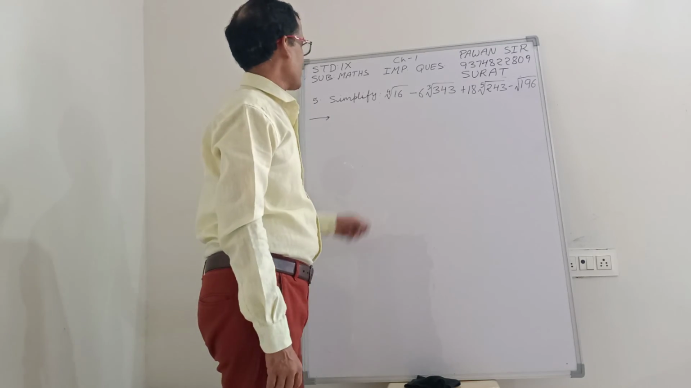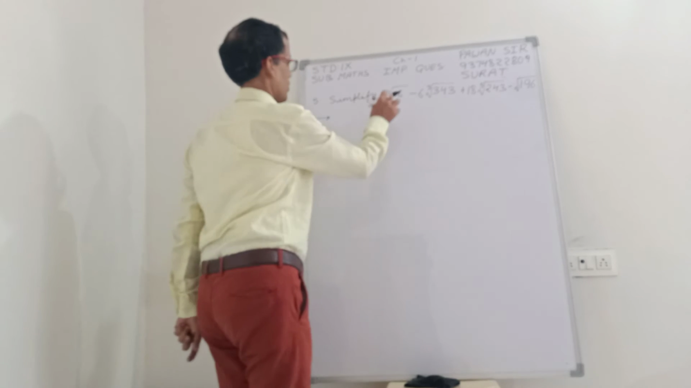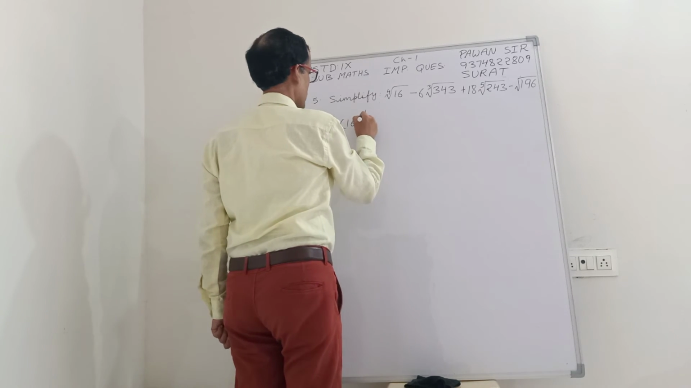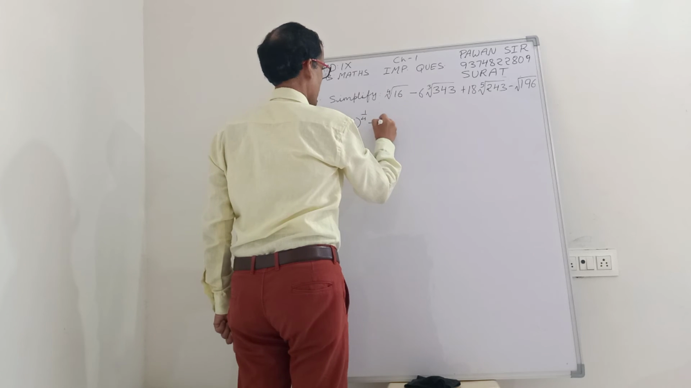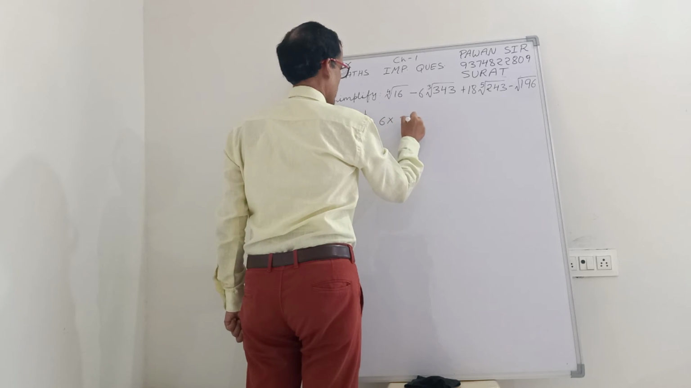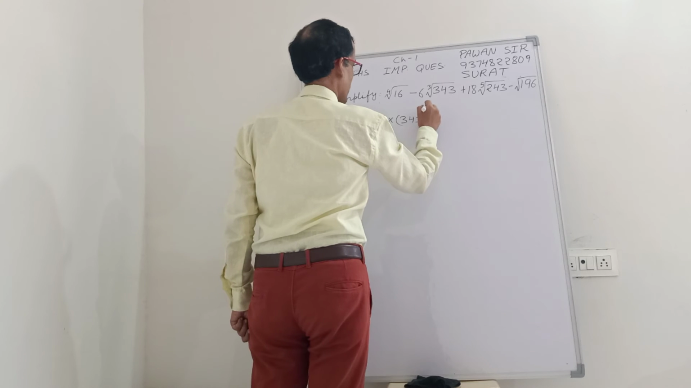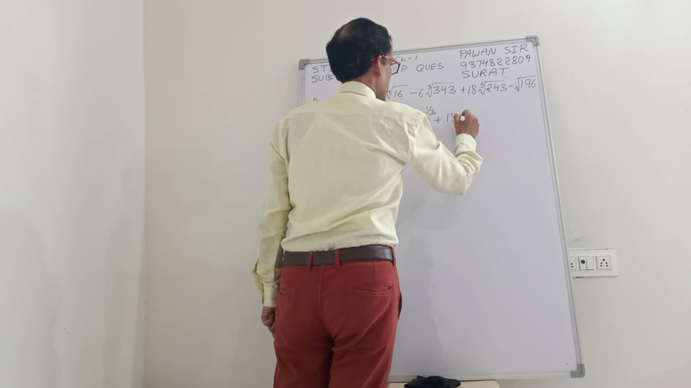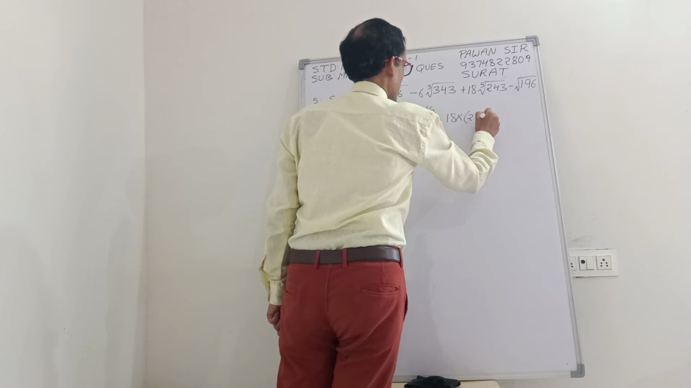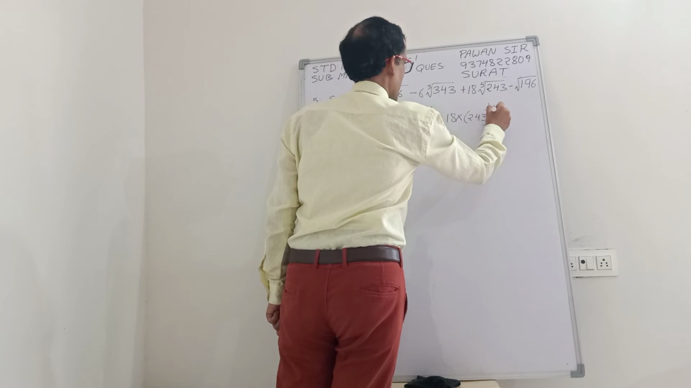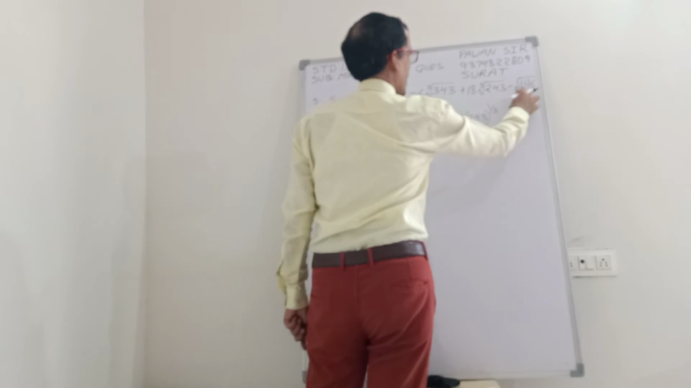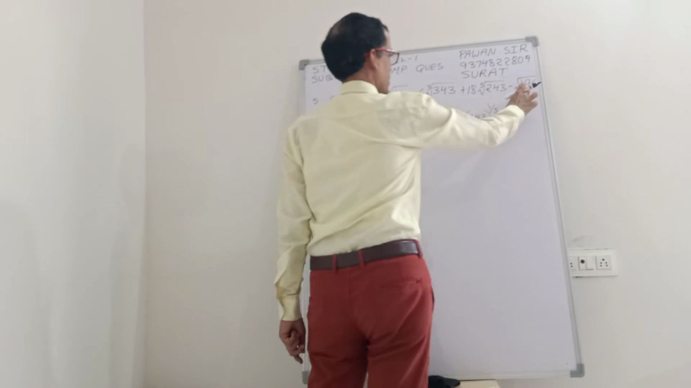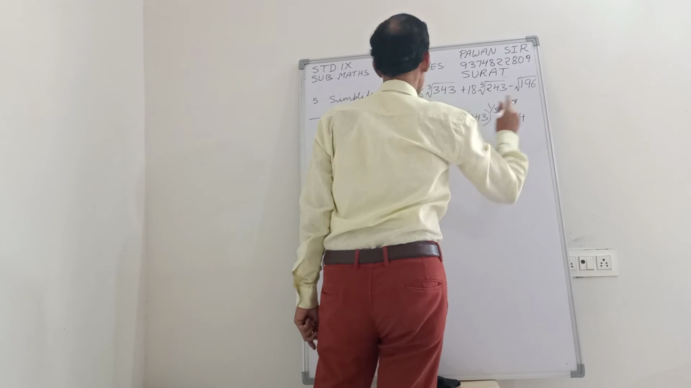In fifth question, we have to simplify this. So this is your 16 power 1 by 4. This one is 6 into 343 power 1 by 3. And this is your 18 into 243 power 1 by 5 minus square root of 196. As you know, square root of 196 is 14, so we can write 14 here.